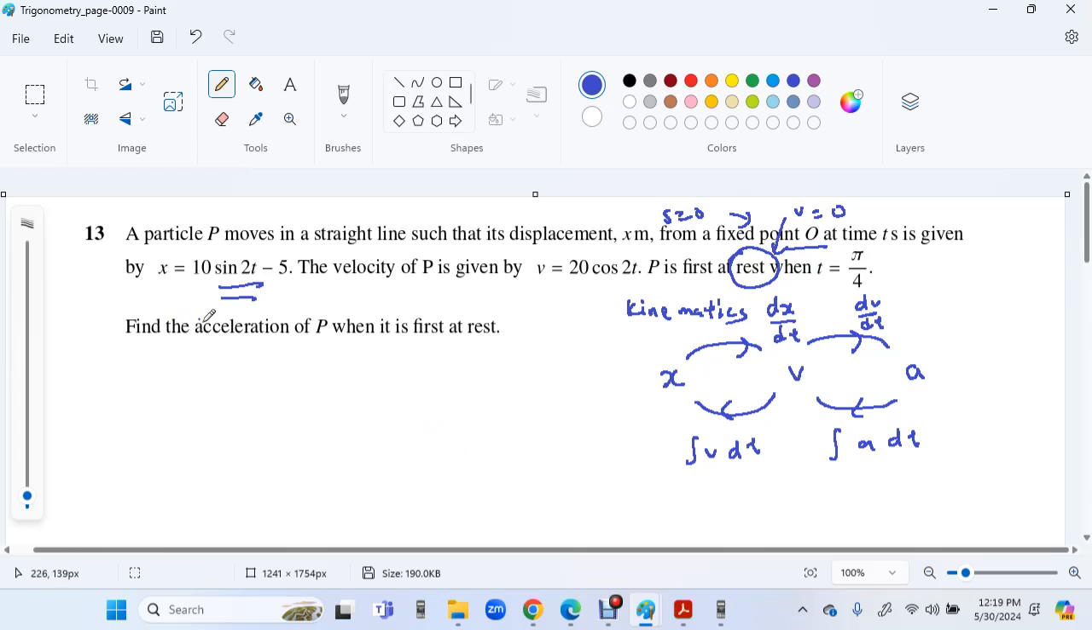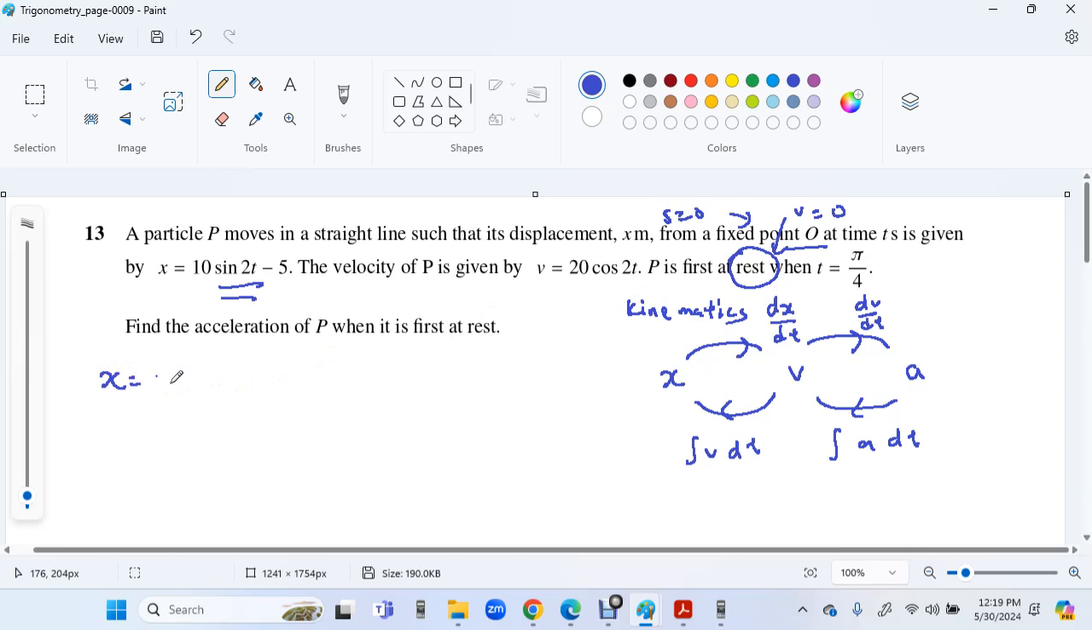So over here, they want to find the acceleration of P when it is first at rest. So this one actually, I think they make one question into 3 parts. So this answer, the 20 cos 2t, and the pi over 4 is actually given by them, not by the question.